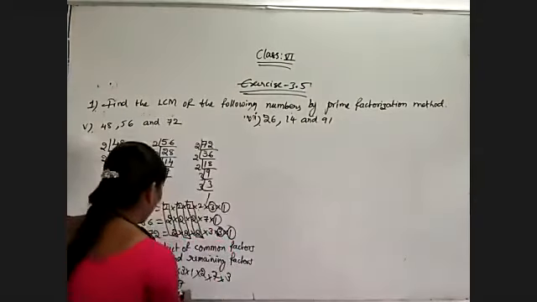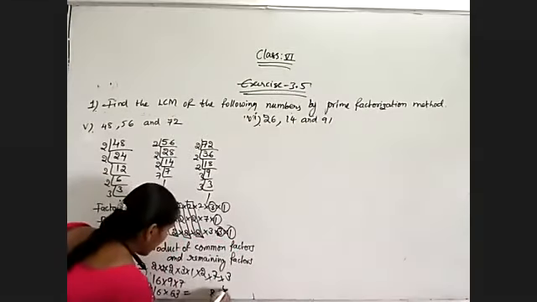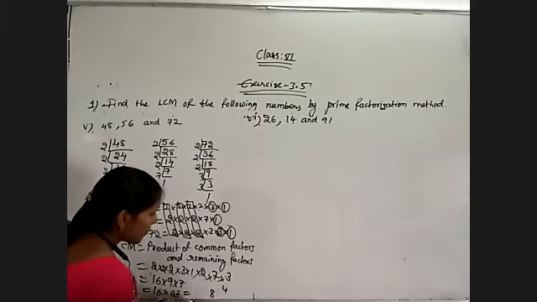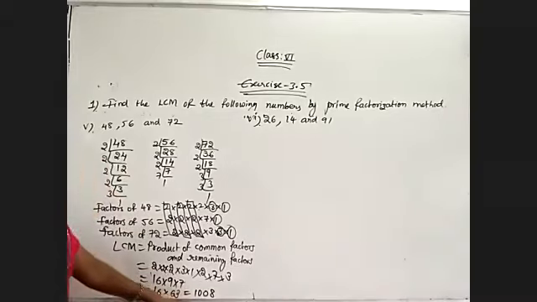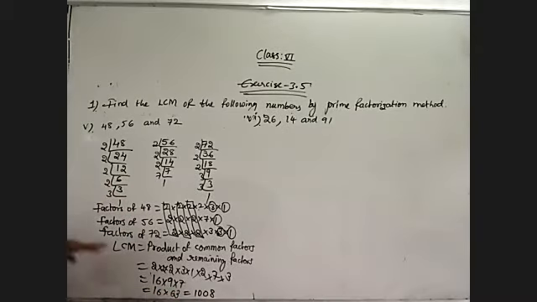16 3s are 48, 16 6s are 96 plus 4, sorry, 100. So 1008 is my LCM of these 3 numbers using the prime factors method. Now if you have any doubt, go through with the division method, then also you will get the same answer.